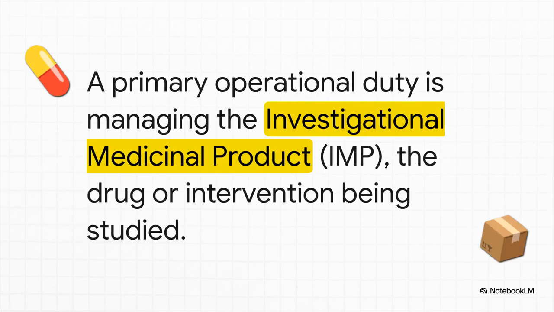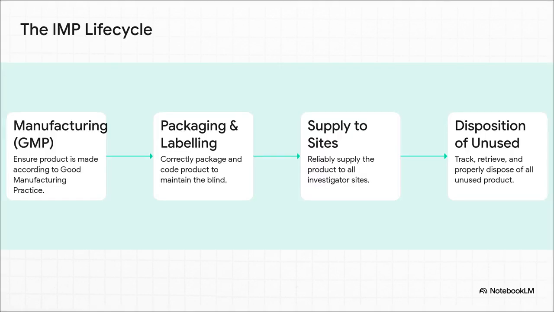A massive part of these operations revolves around the investigational medicinal product, or the IMP. This is the actual drug or device being tested, and the sponsor's responsibility for it is, you guessed it, all-encompassing. The sponsor oversees this thing from cradle to grave. They have to make sure it's manufactured correctly, labeled perfectly to keep the study blind, and shipped reliably. And when it's all over, they have to track down every last unused pill or vial and make sure it's dealt with properly.